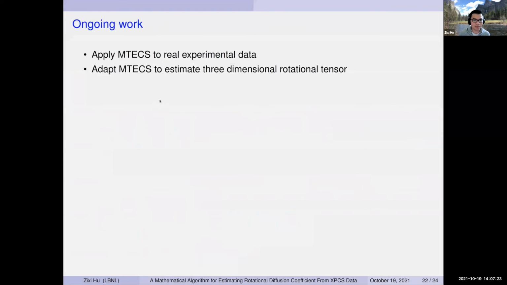At the end of this talk, I would like to mention two of the next steps I'm currently working on. The first is the application of MTECS to real experiment data. Currently, we're discussing with several beamline scientists to design an experiment. Second, at the beginning of this talk, I assumed that rotation is in plane. In this case, a single scalar is enough to quantify the rotational diffusion. For fully anisotropic rotational diffusion in the three-dimensional case, a 3x3 rotational diffusion tensor is required. I'm working on adapting MTECS to the three-dimensional case to estimate the anisotropic rotational diffusion tensor.